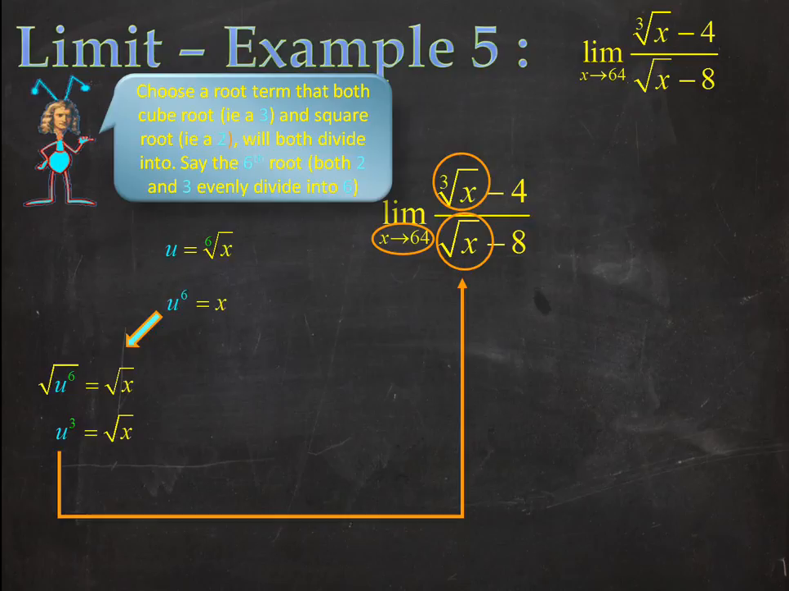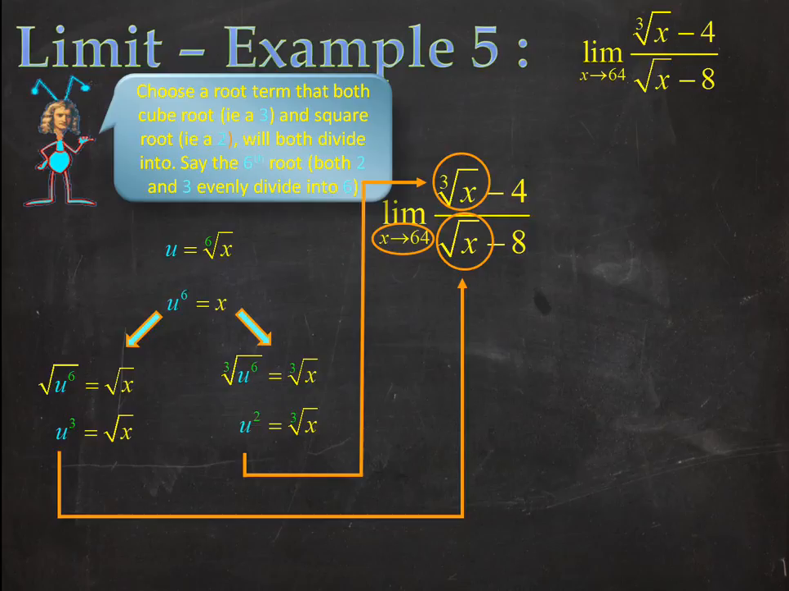Now I'm going to look at the cube root of x. So I'll start back at u to the 6 equals x. I'll do the cube root of both sides now. So I got the cube root of u to the 6 equals the cube root of x, and the cube root of u to the 6 is simply u squared. So I can make the substitution of u squared in for the cube root of x.